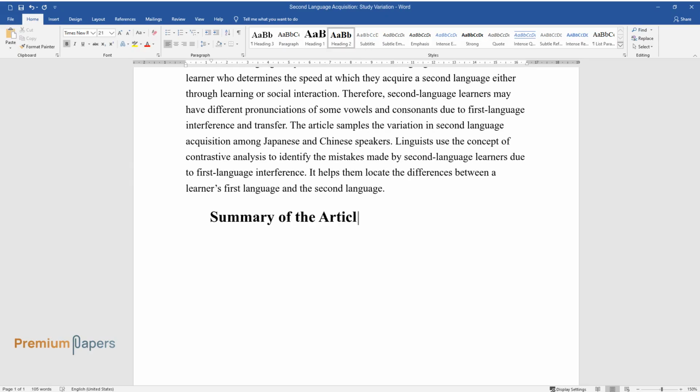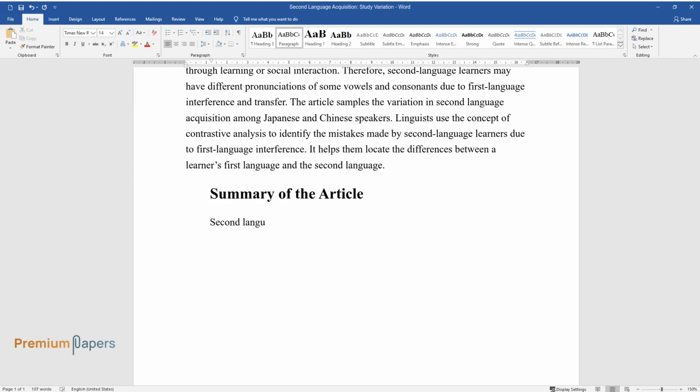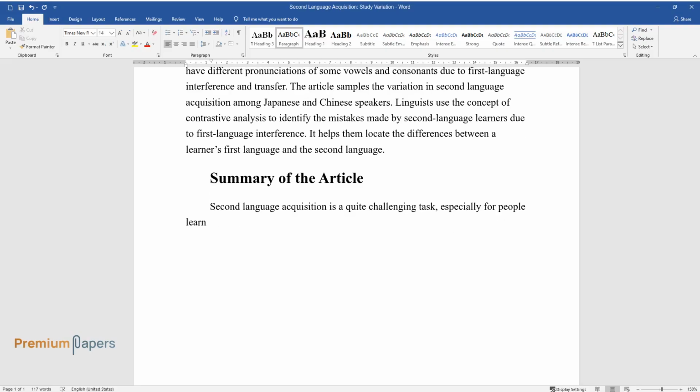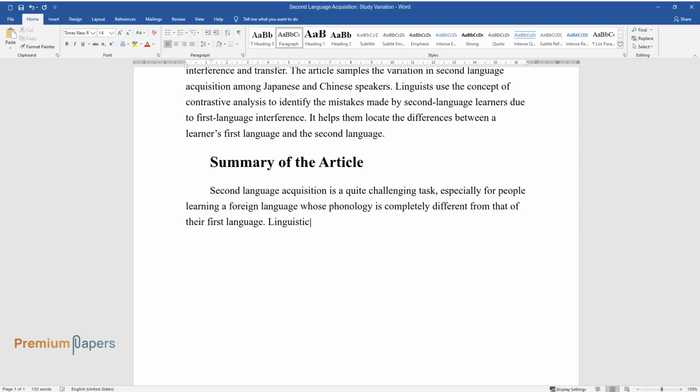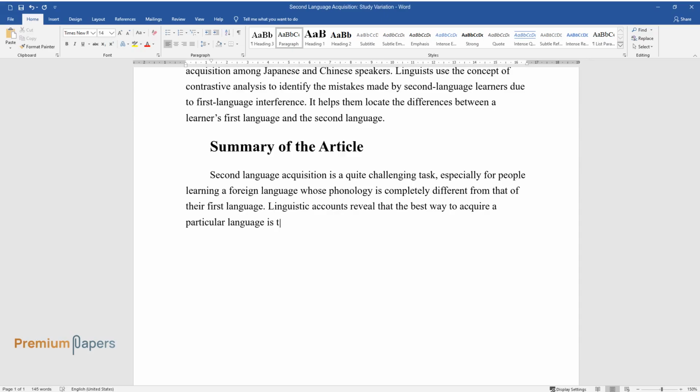Summary of the article. Second language acquisition is a quite challenging task, especially for people learning a foreign language whose phonology is completely different from that of their first language. Linguistic accounts reveal that the best way to acquire a particular language is through enough exposure.